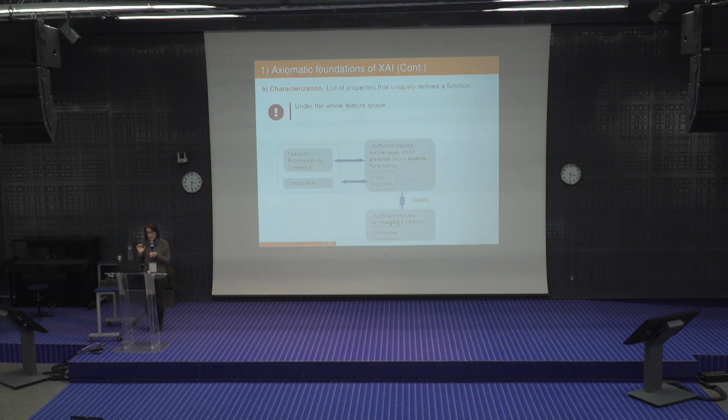Okay, so we have this. Our axioms, what we did is to characterize in a unique way the whole family of explanation models that satisfy the properties. Okay, so we have a set of, for instance, three properties. We have feasibility, coherence, and representativity. They characterize in a unique way sufficient reasons. Sufficient reasons are the feature values which lead to the prediction, okay?